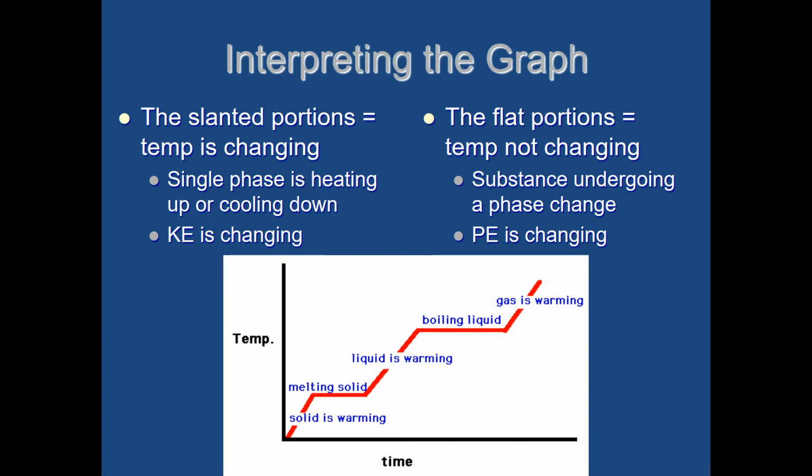So the slanted portions of the graph refer to temperature change. We're plotting time and temperature. During the bottom portion, when the temperature is the lowest, it's a solid. During the flat portions, temperature is not changing. This is a phase change. So when temperature is changing, kinetic energy is the only thing changing. Whenever a phase is changing, only potential energy is changing.